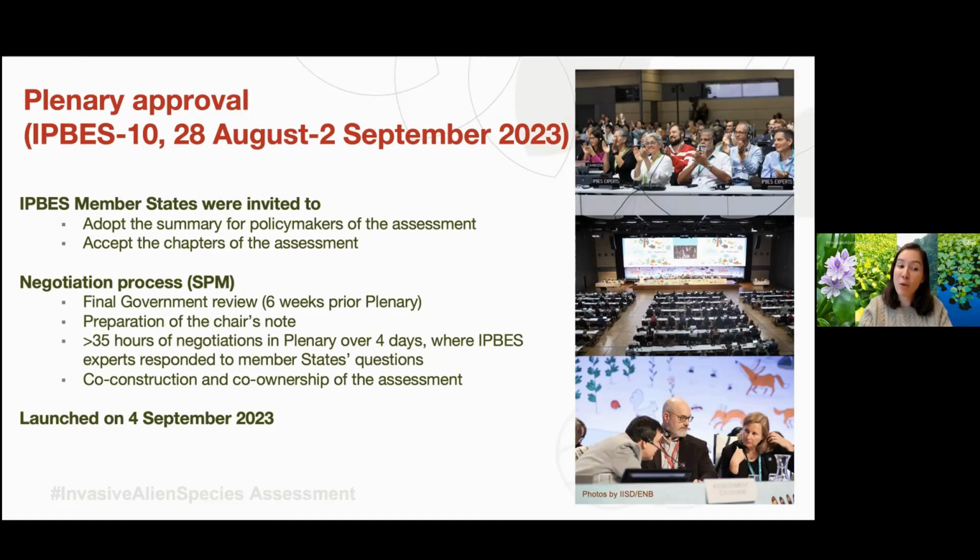We had more than 35 hours of negotiations in plenary over 4 days, where IPBES experts responded to member states' questions. This was really a co-construction and co-ownership process of the assessment. The assessment was launched on the 4th of September 2023.